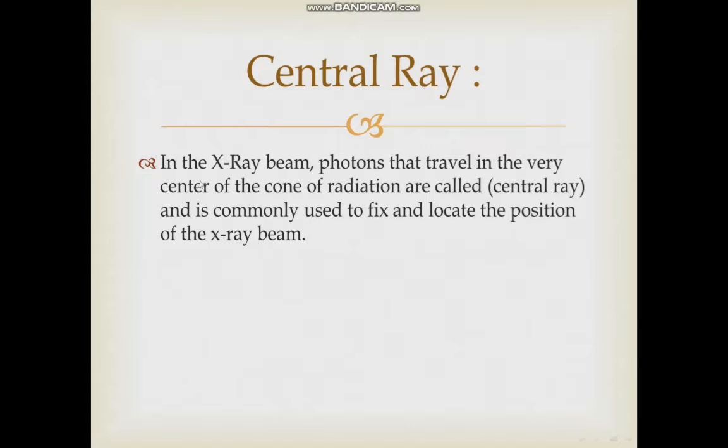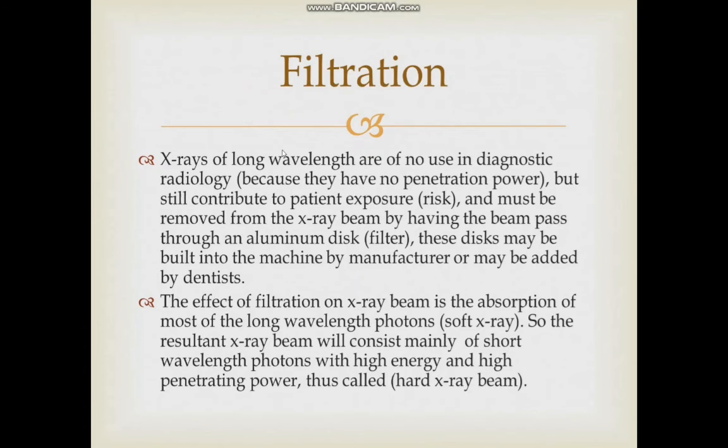The central ray. In the X-ray beam, photons that travel in the center of the cone of radiation are called the central ray, and they are commonly used to fix and locate the position of the X-ray beam. So the function of the central ray is to fix and locate the position of the X-ray beam.